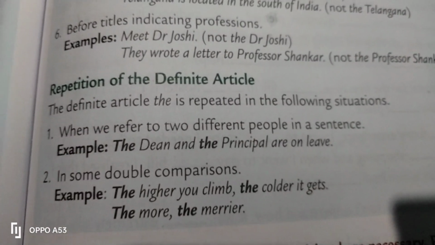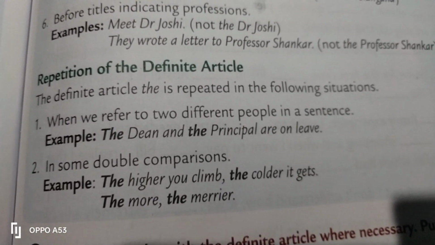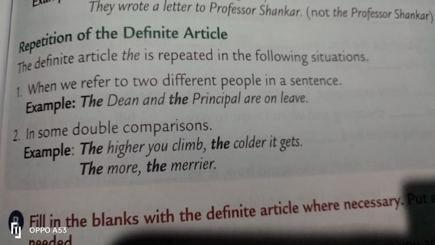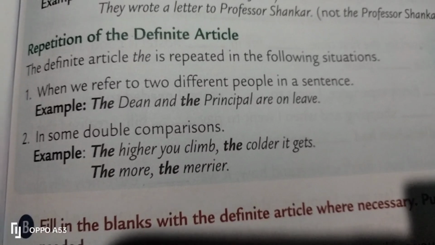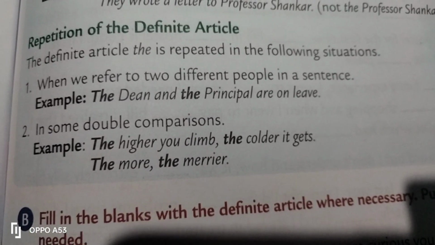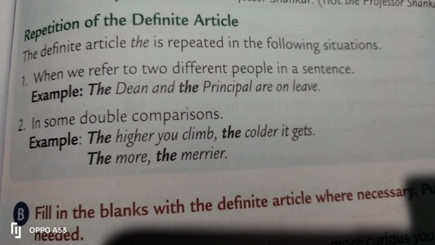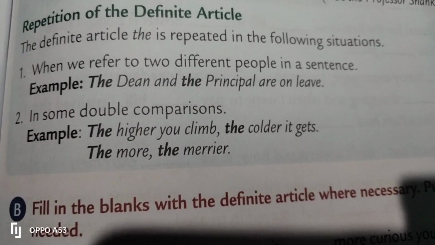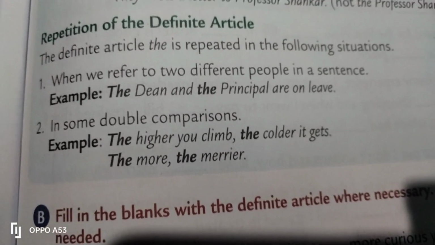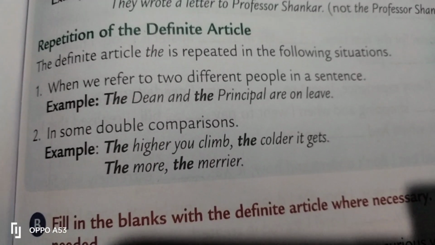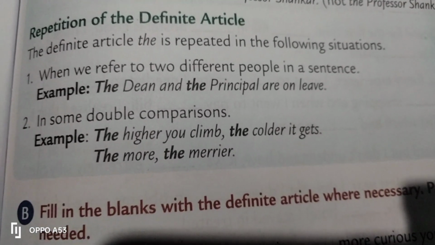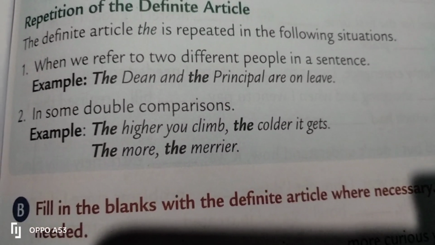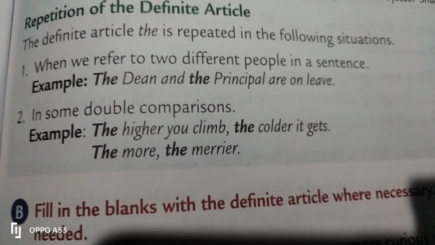Here you have the last part, a repetition of the definite article. The definite article the is repeated in the following situations: when we refer to two different people in the sentence. The dean and the principal are on leave. Repetition. You can repeat the definite article for different people in a sentence when we refer to two different people. For example, dean and principal. The dean and the principal, they are two different people.